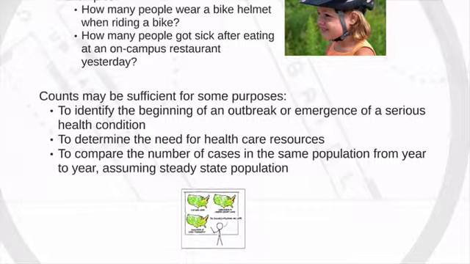And also, finally, counts can be useful in helping us compare the number of cases in the same population from year to year, assuming that our population stays steady, right? So the idea here is that if the population of Philadelphia is going to be very stable over time, and there's generally 1.5 million people who live in Philadelphia, then you can look and see, oh, this year we had 100 cases of measles, and next year we had 200 cases of measles. You don't necessarily need to know the exact number of people in that population. You don't need to know a denominator. Knowing the number of cases is enough to know whether things are going up or down.